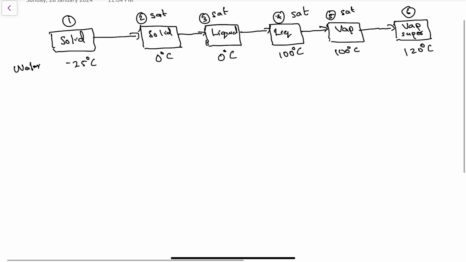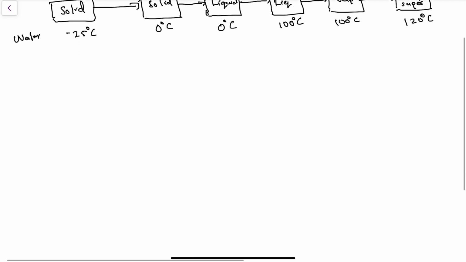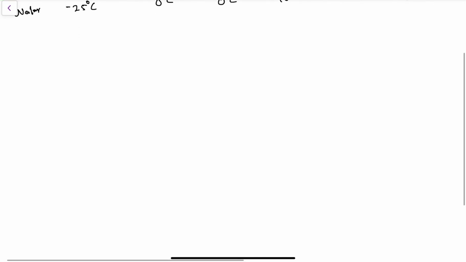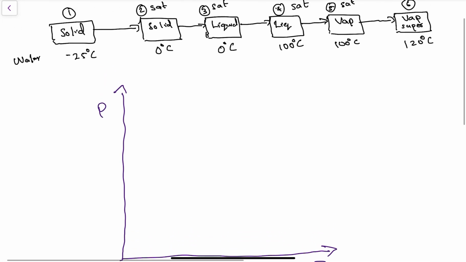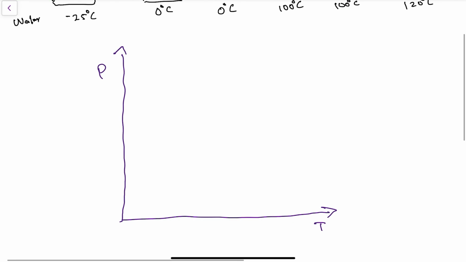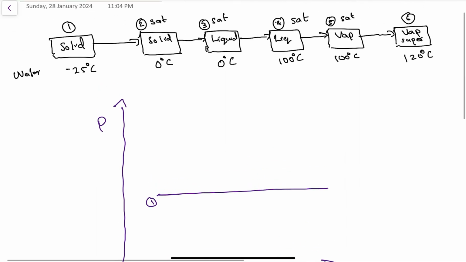Okay, now let us plot these points in a PT diagram. So I am drawing a PT diagram here, with pressure on the y-axis and temperature on the x-axis. So that means for a constant pressure line, let us draw it here. It's a constant pressure line. So this will be 1. Okay, so that is the solid state.